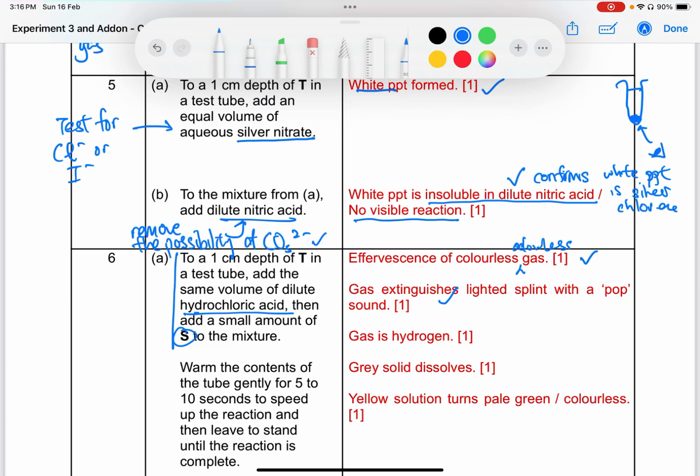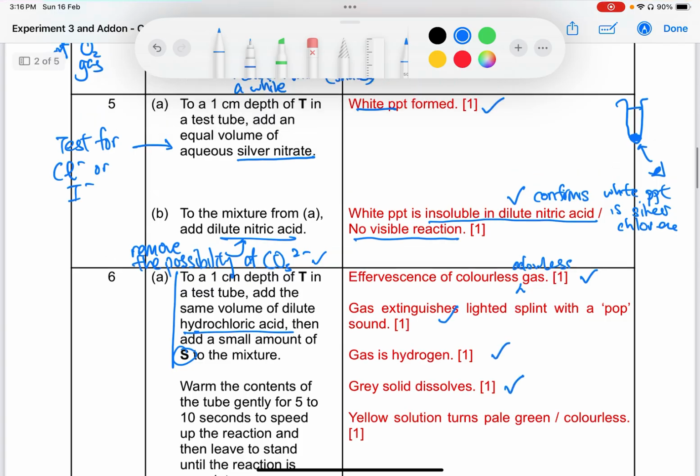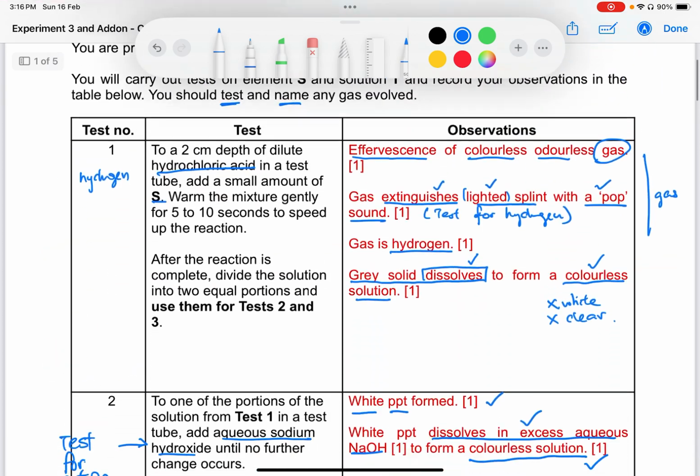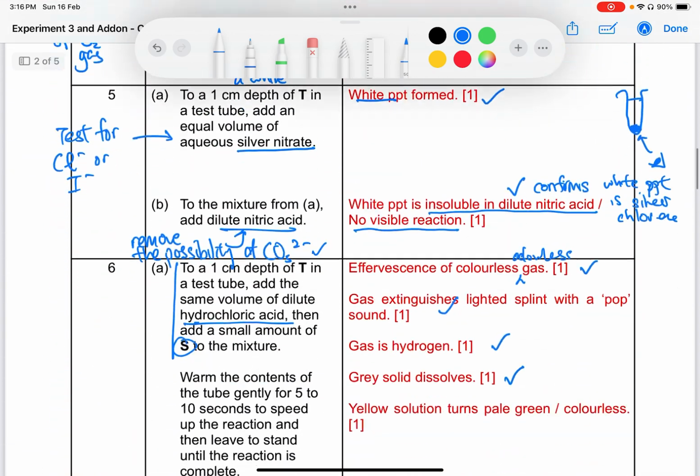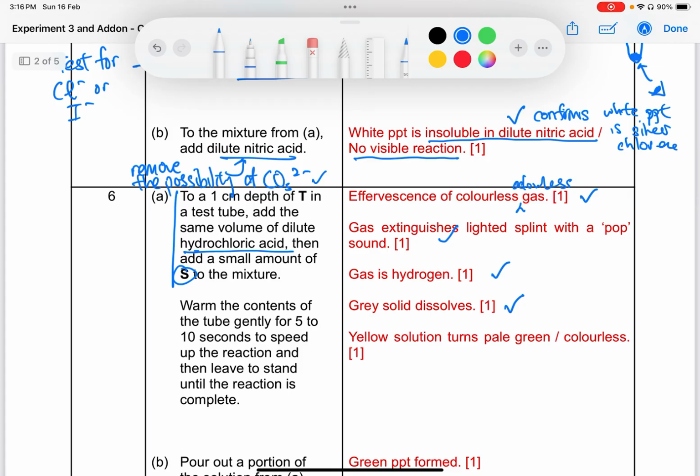You have this, and you have this, and you have this as well. Okay, so this 4 actually comes from the very first one, test number 1. All the results are actually the same there. The only interesting one would be more for T here.